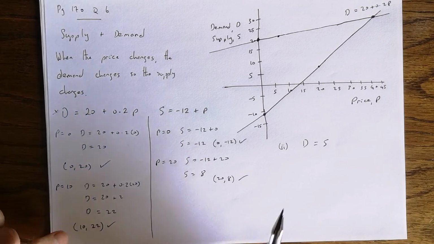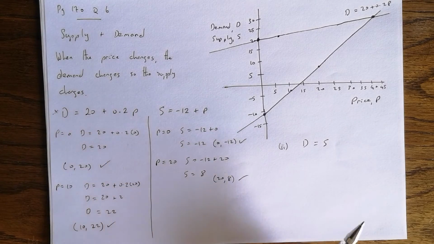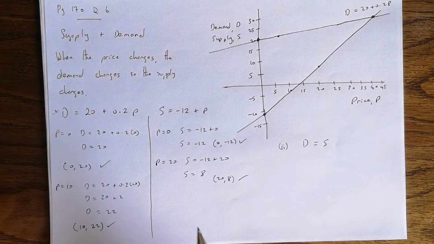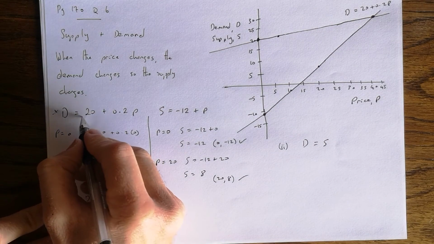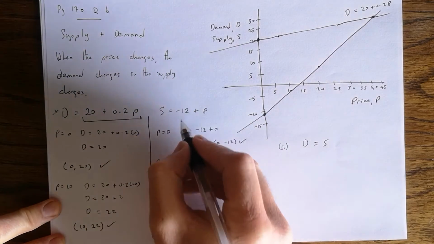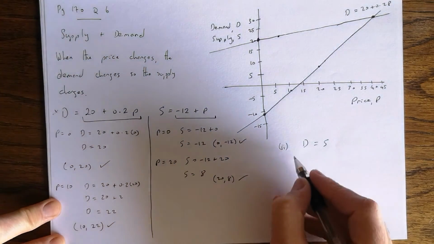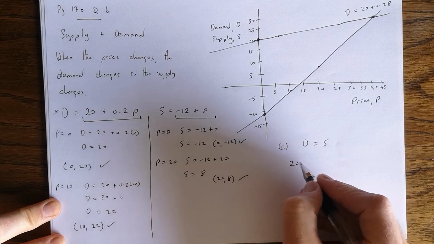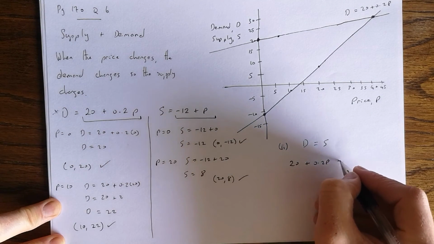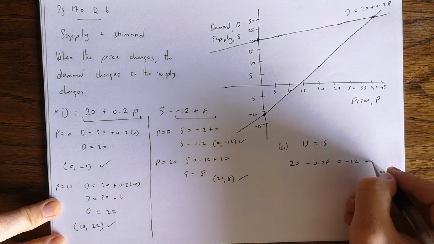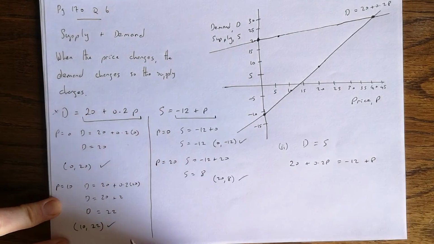So what the question is saying is, find out what P is when D is equal to S. We have these two equations. I know the equation for D is 20 plus 0.2p. I know the equation for S is minus 12 plus p. So I'm just going to set them equal to each other and find out what p is. So 20 plus 0.2p equals minus 12 plus p. And now I solve that equation for p.